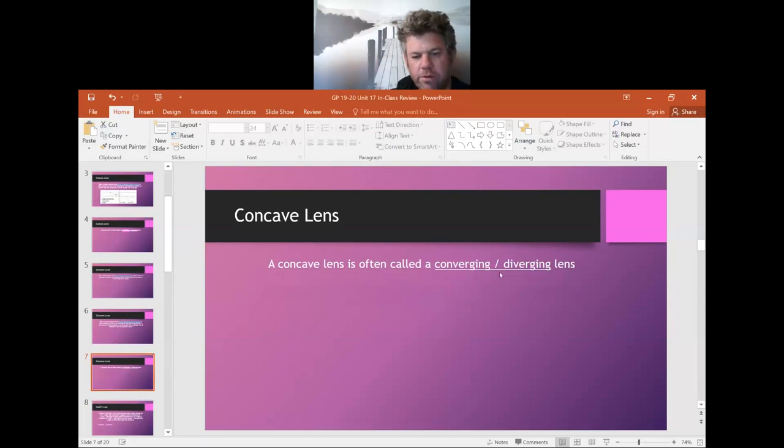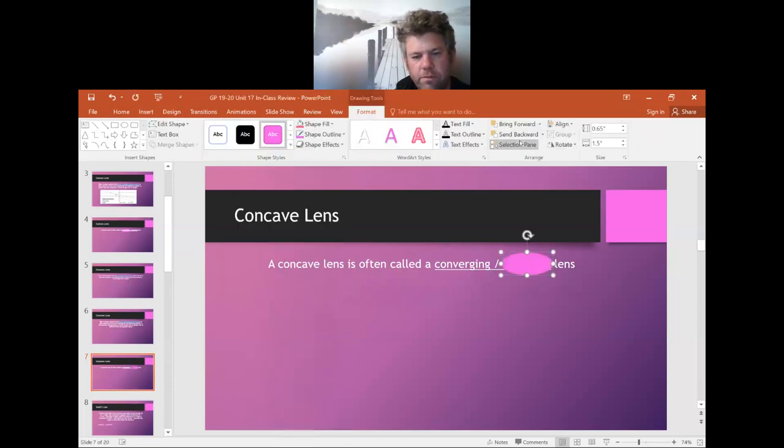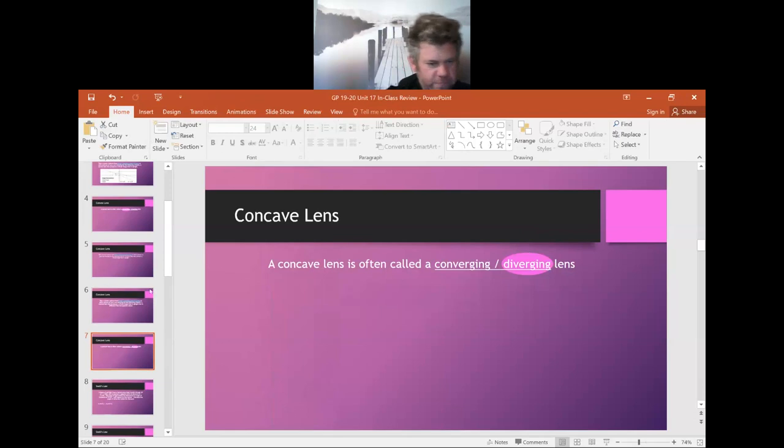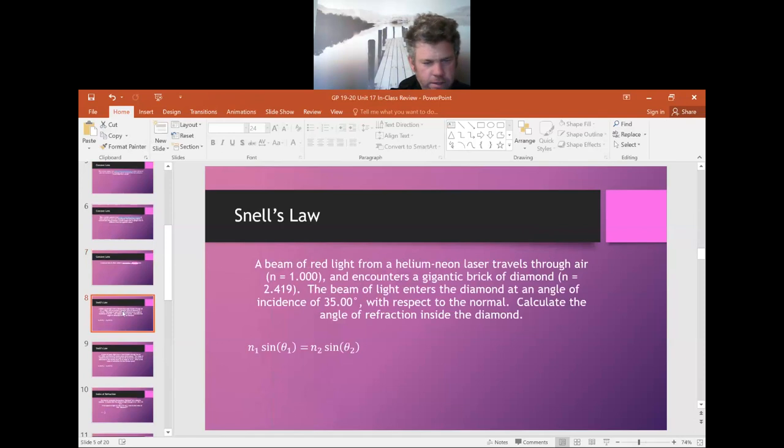A concave lens is often described as a diverging lens for us. Remember that as soon as that first ray goes in parallel, it's going to shoot away based on the focal point. The next one, we're going to try and hit the focal point, and it's going to shoot parallel through. The third one will shoot straight down the middle of it. Okay? So, next one. We did that.